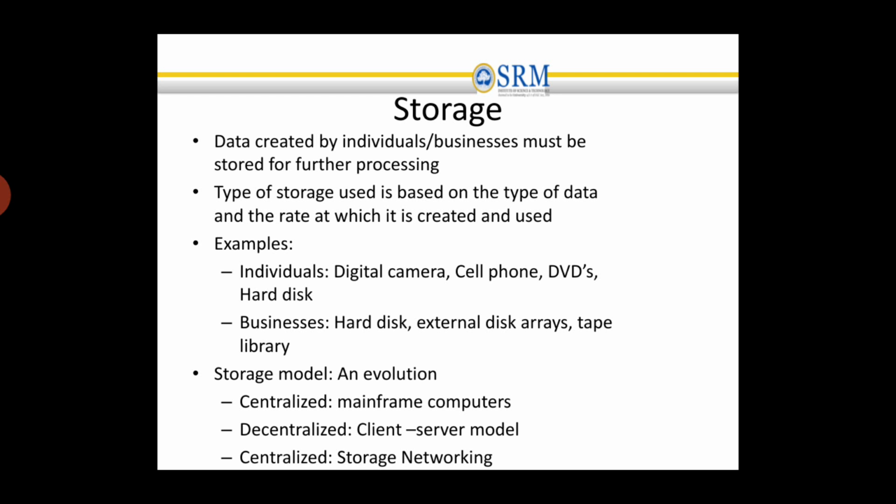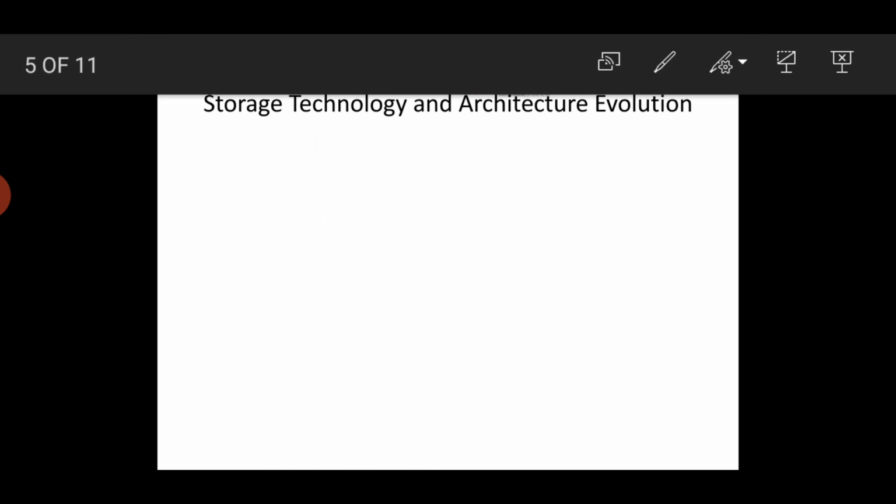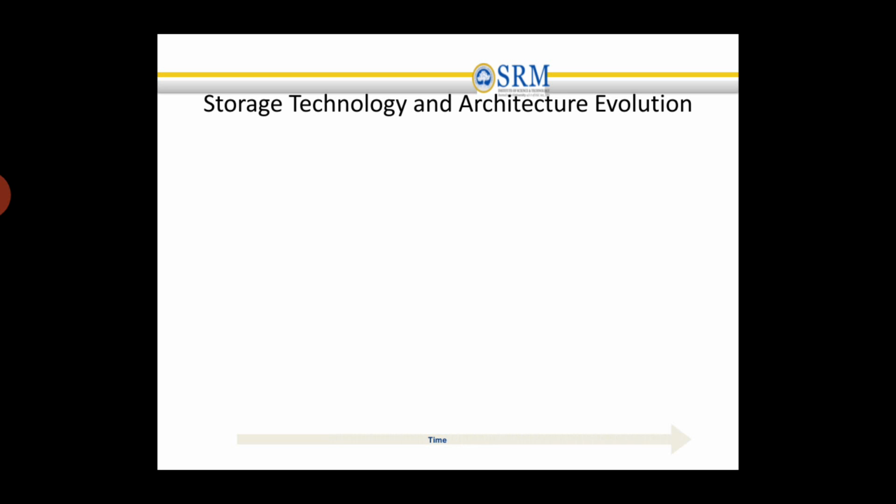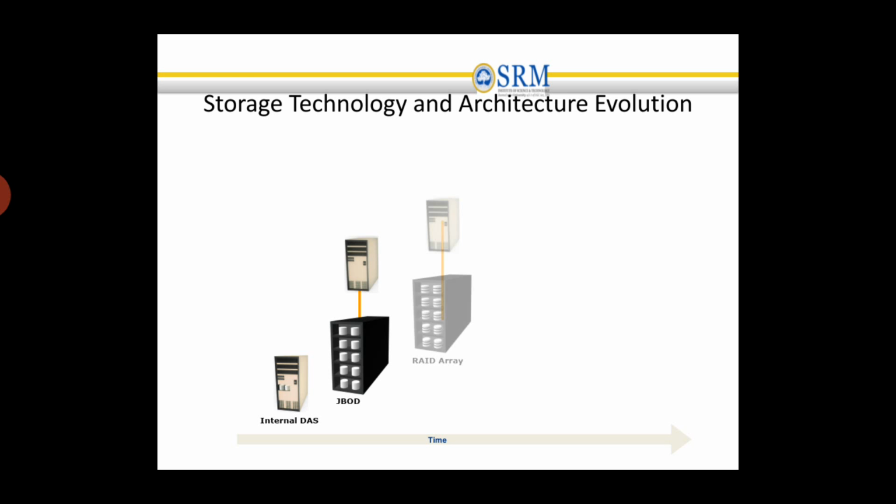For example, individuals create data through digital cameras, phones, DVDs or hard disks, and the business data can be stored in your hard disk, external disk drives or tape library, whatever it is. The general storage model can be categorized into three ways. One is centralized, which comes under the mainframe computer. Another is decentralized, a distributed way, that is the client server model. And the other centralized mechanism is called a storage networking process. These are the different storage models, and this is your storage technology and architecture evolution.